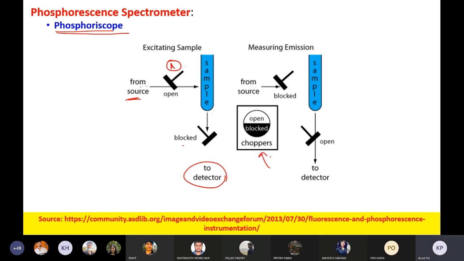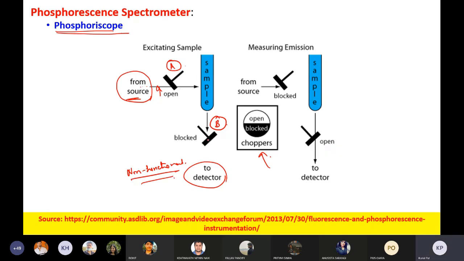And at that time, the second chopper, chopper B, is closed. So there is no light from chopper B to the detector. That means when we are exciting the sample, in between you will be having the monochromators and all these things. Okay, please remember, when we are exciting the sample, the detector is made non-functional. Okay.